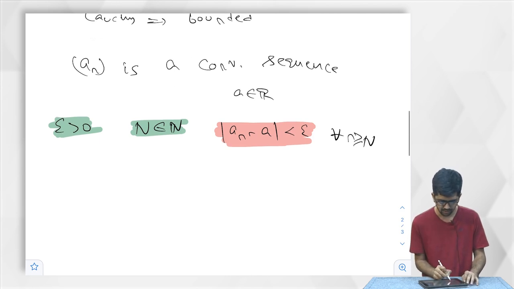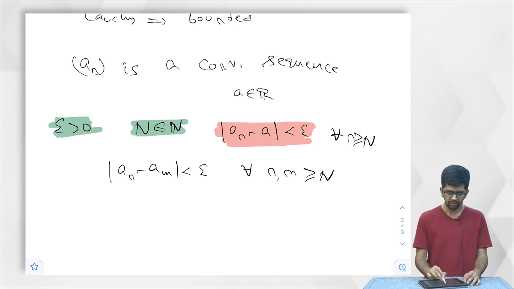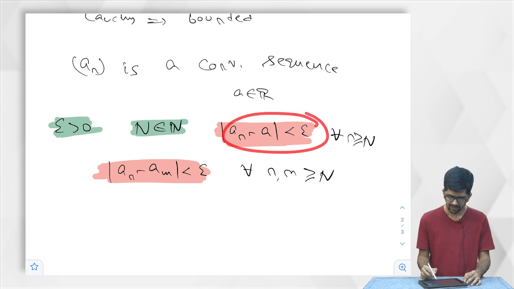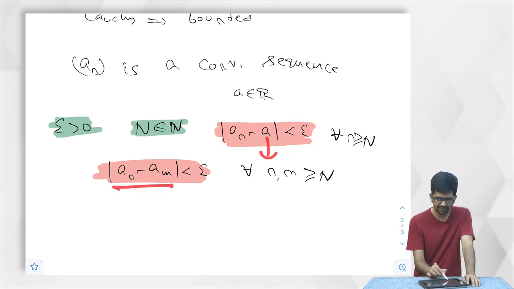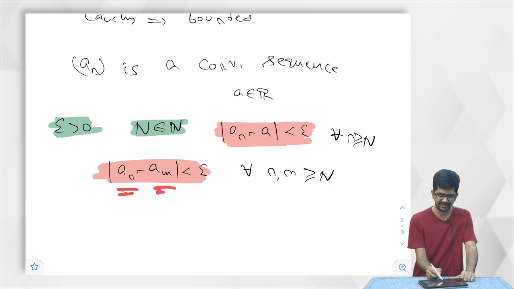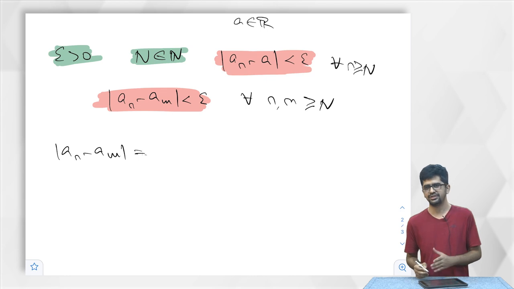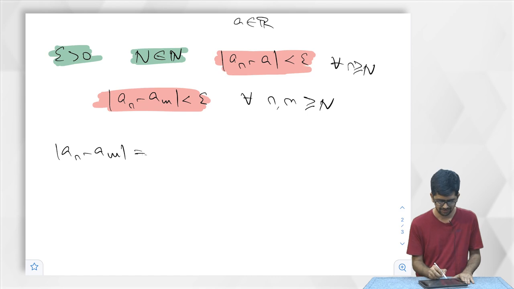What we want is the following: modulus of a_n minus a_m less than epsilon for all n, m greater than N. See, if you observe, there is a slight difference between this and this. Here, the element a is involved. Here, we do not really have an external element. We only have elements of the sequence, a_n minus a_m. Now, we will approximate this a_n minus a_m. This is a trick that we will be using maybe multiple times in the course. So, that is the following.